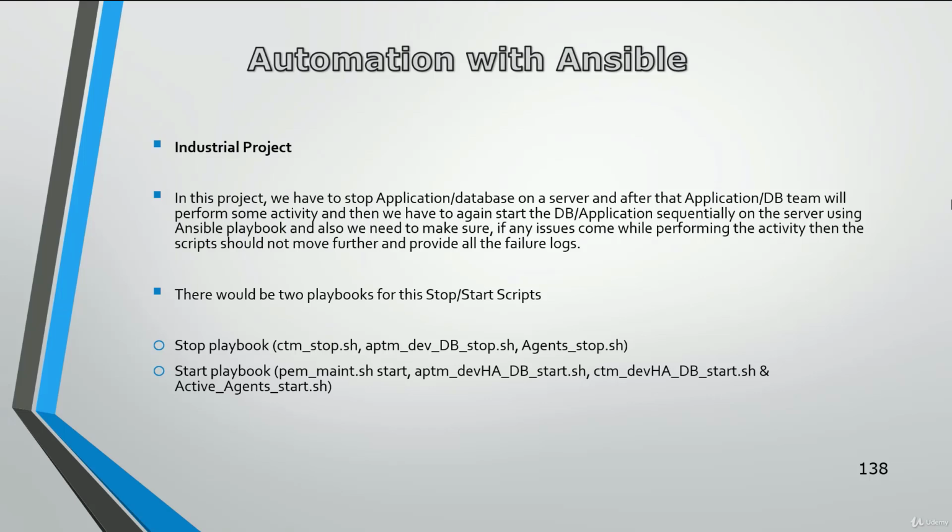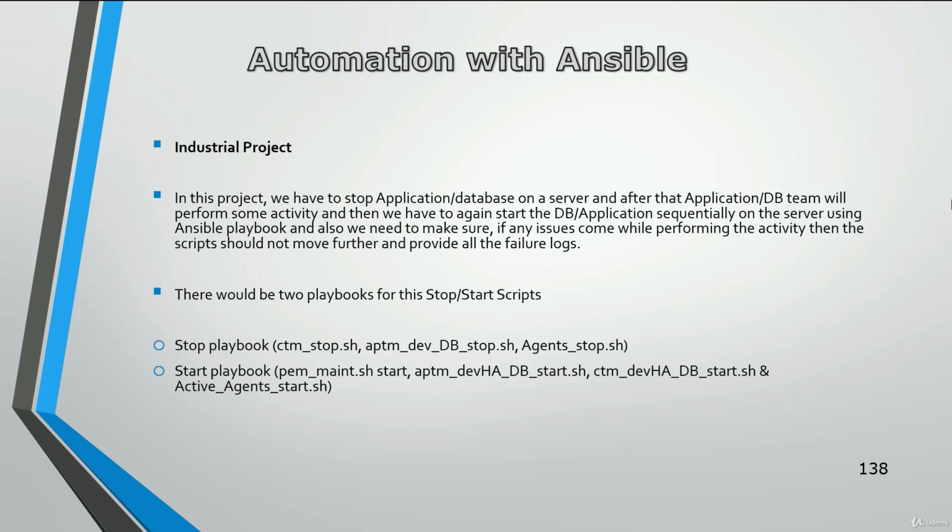So they want it to stop at the same time, it should not proceed further, and the application team should be able to know what exactly the issue is. So this was the exact requirement. We are supposed to create Ansible playbooks in such a way that whatever conditions they have provided us, they should all be fulfilled.